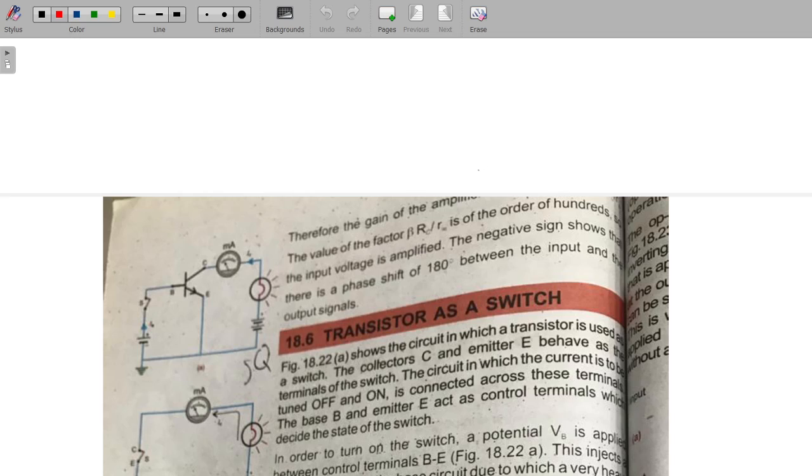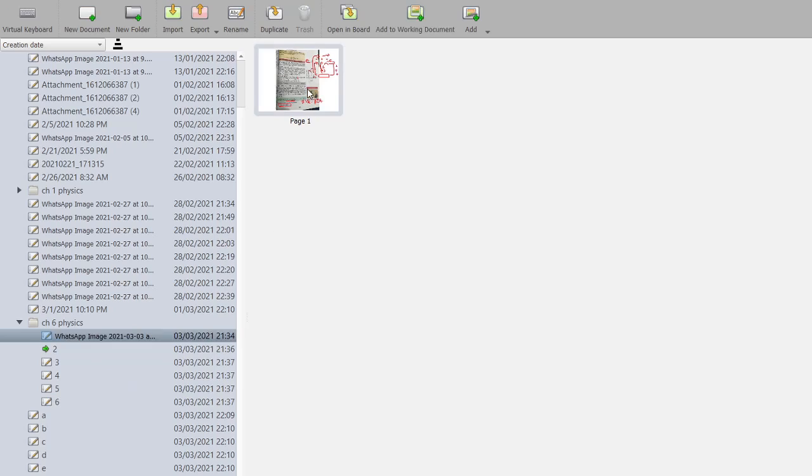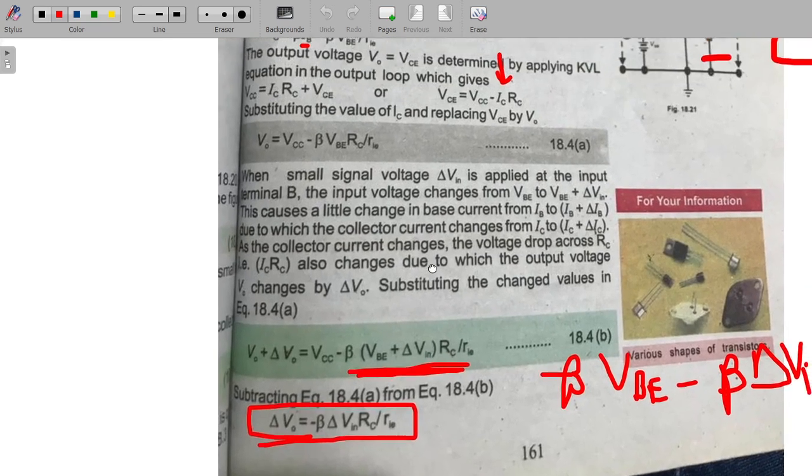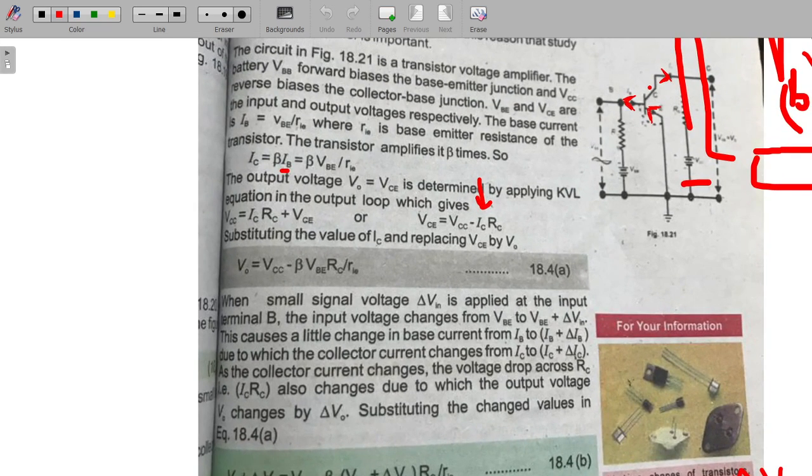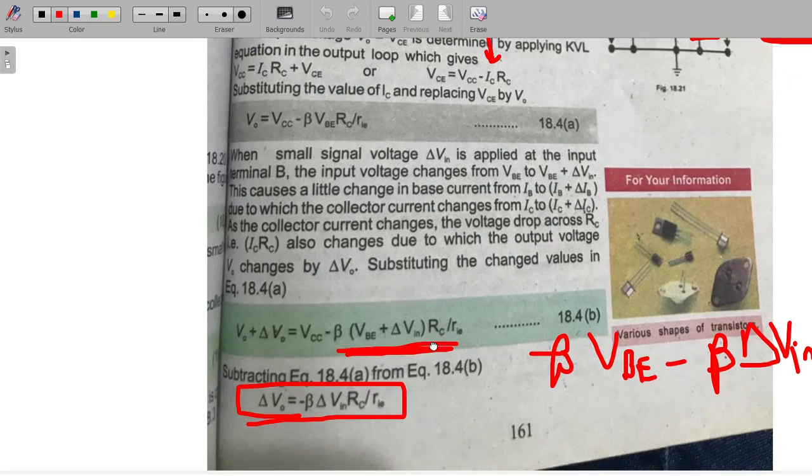Why is it in the order of 100? It's because this value is so small and this value is so huge, along with the amplification factor, which is already very large, that the very small amount of voltage that we gave, delta VIN, this one, resulted in a very, very huge amount of delta V naught. So the result is substantial.